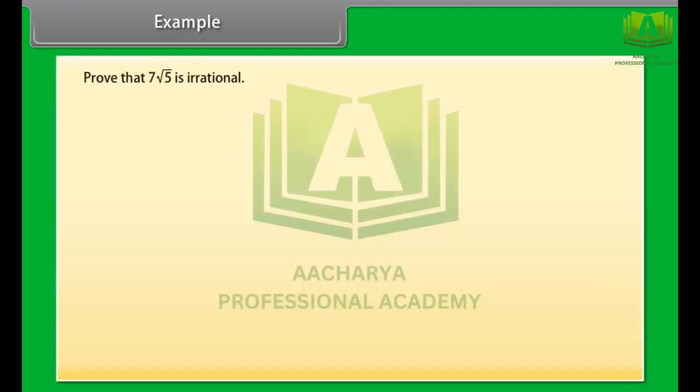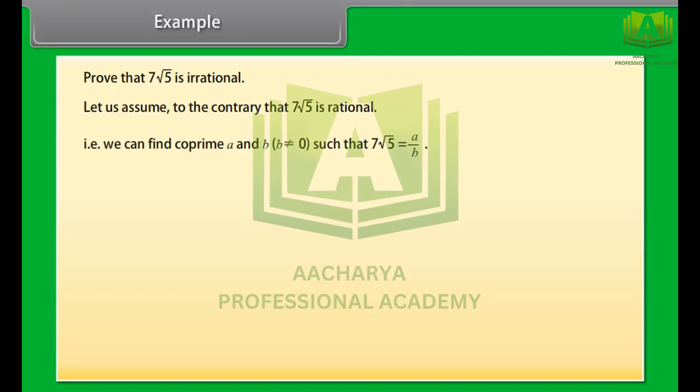Example. Prove that 7 square root 5 is irrational. Let us assume to the contrary that 7 square root 5 is rational. That is, we can find coprime a and b where b is not equal to 0 such that 7 square root 5 is equal to a upon b.